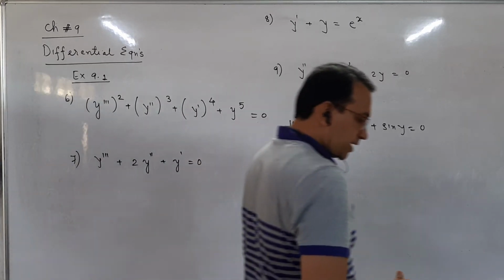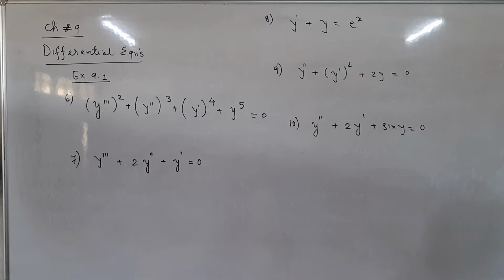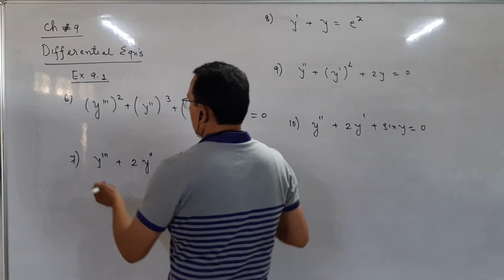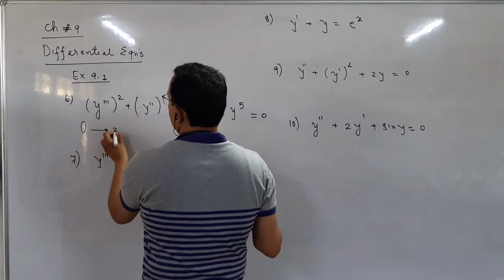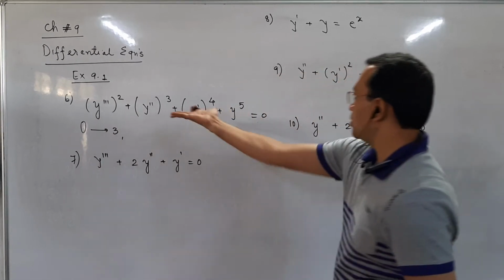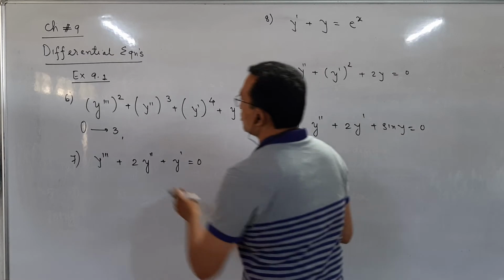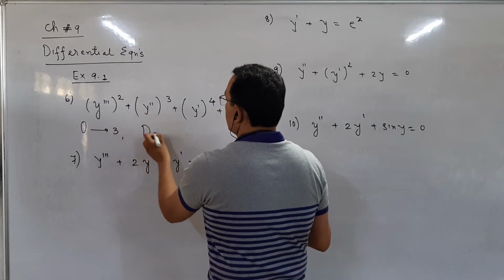Okay, students, pay attention and check question number 6. The highest order derivative, triple dash, is third. So order of this differential equation is 3. This is already in the polynomial form of derivative. So the power of highest order derivative term is 2. So degree is 2.